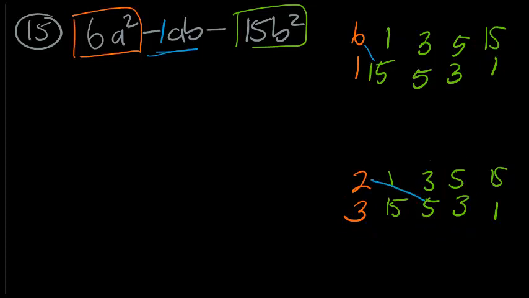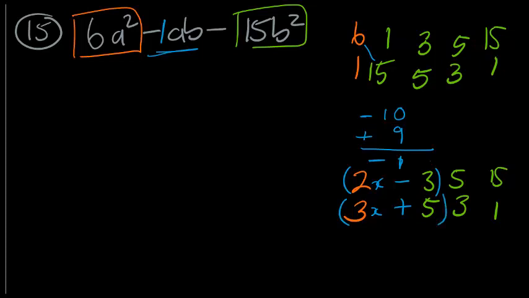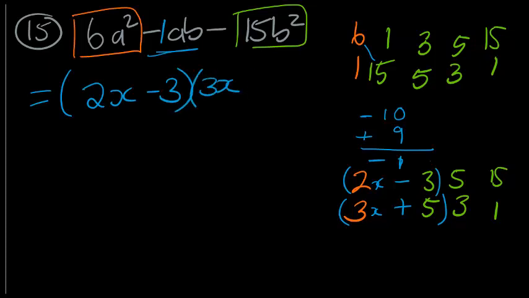If I say 2 times 5, that gives me 10, and 3 times 3, that gives me 9. 10 minus 9 gives me 1. That is what I want. All right, so how do I get minus 1? I'm going to say minus 10 plus 9 gives me minus 1. So my answer here in my bracket is going to be minus and plus, and those are x's. So those are my two brackets, like that. So my answer is going to be 2x minus 3, 3x plus 5.